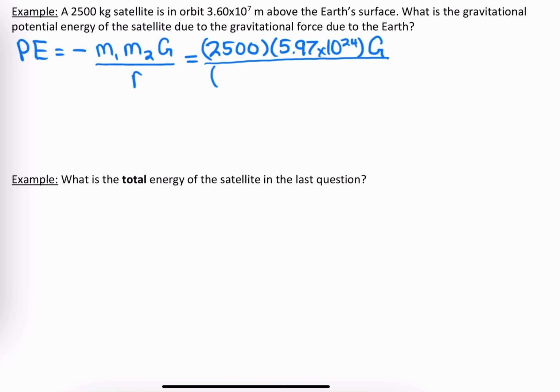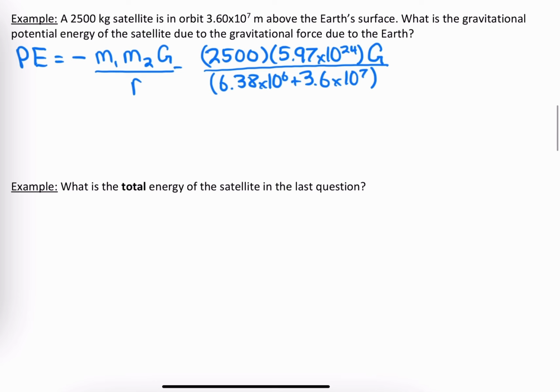So R is going to be 6.38 times 10 to the 6, there's Earth's radius, plus 3.6 times 10 to the 7. And, embarrassingly enough, I have just made one of the key mistakes I warned you about. I didn't square R, so that was good, but I did forget completely about this negative sign. So I'm going to have to adjust that right now. There we go.